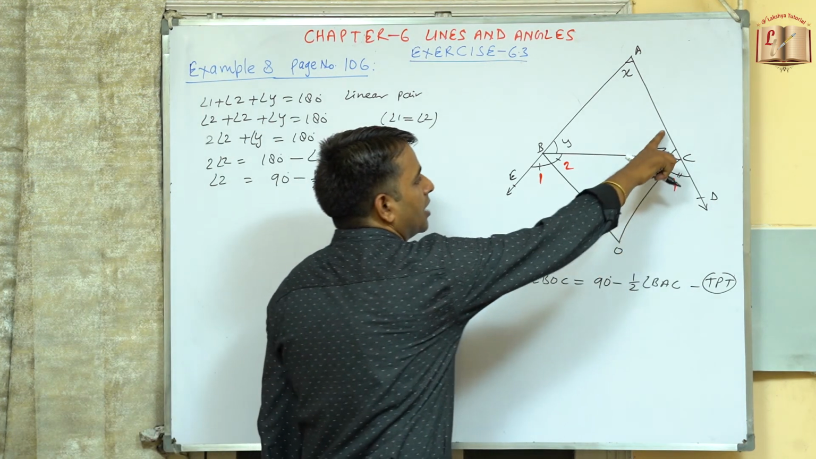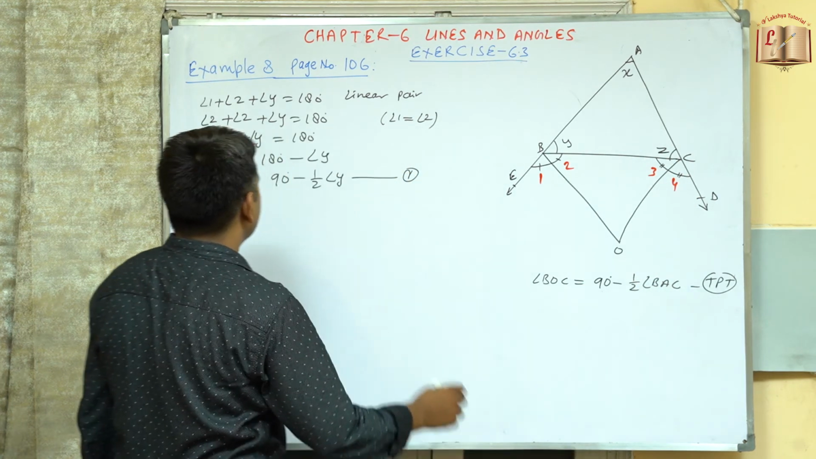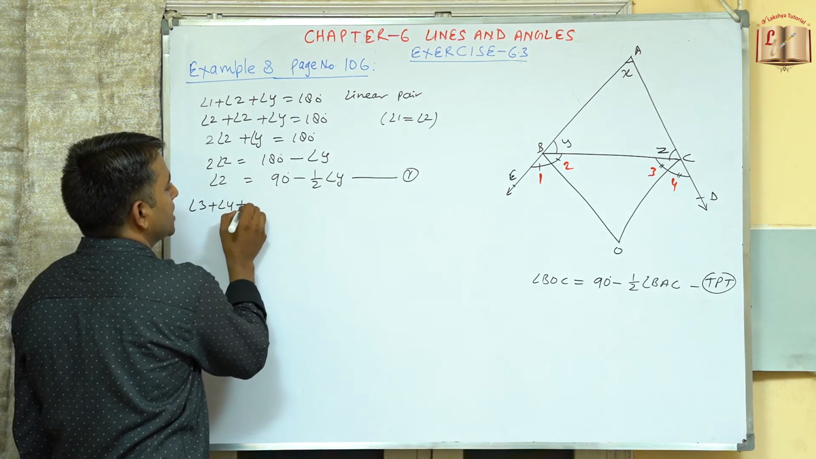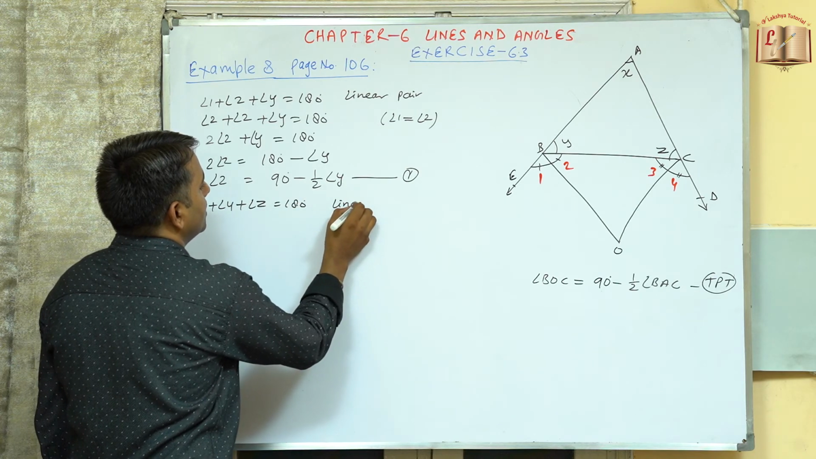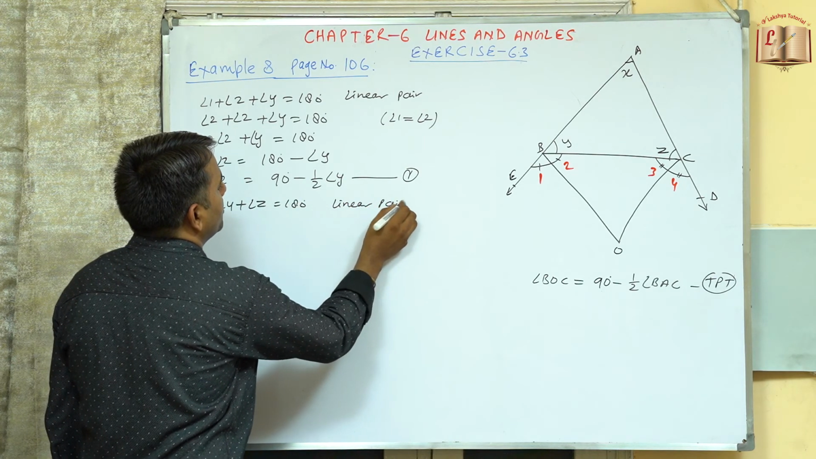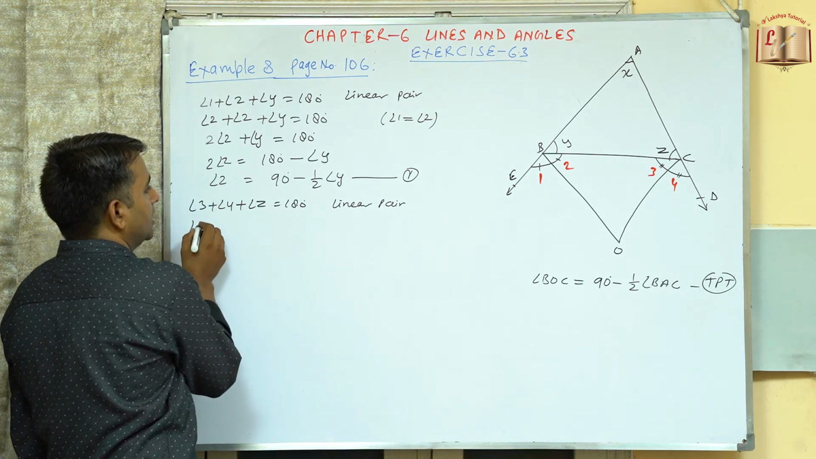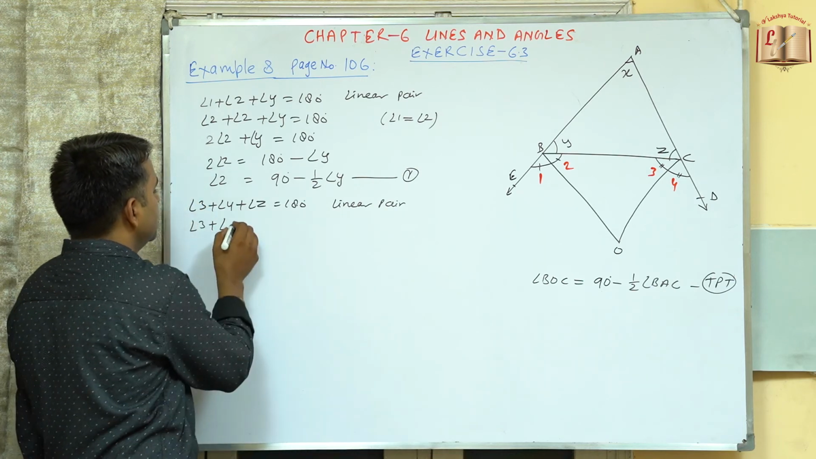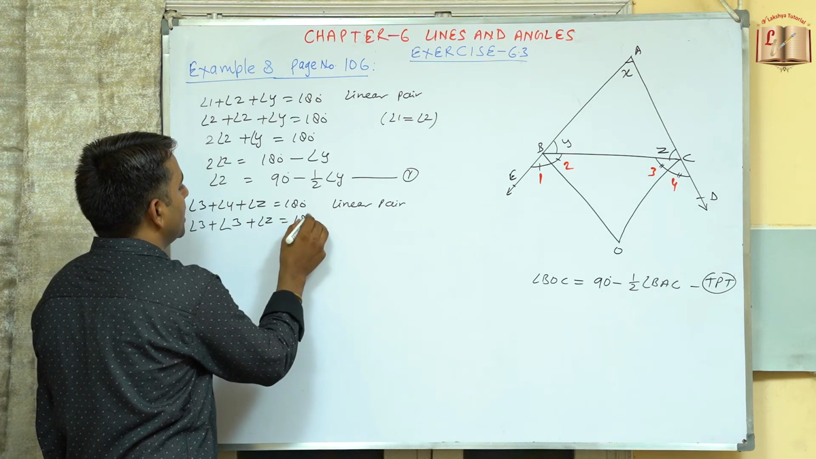Similarly we will come to this side. These all three angles are a linear pair. So I can write angle 3 plus angle 4 plus angle z will be equal to 180 degrees. This is again a linear pair, so angle 3 plus angle z will be equal to 180 degrees.